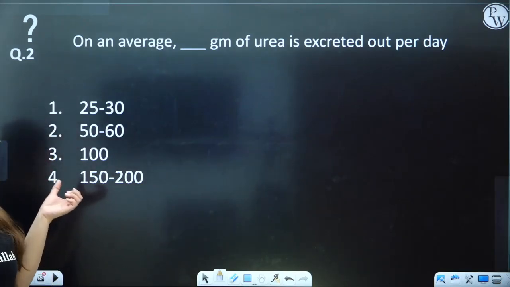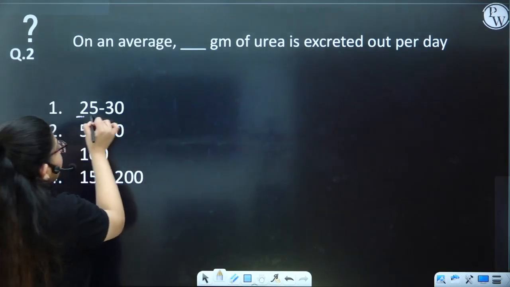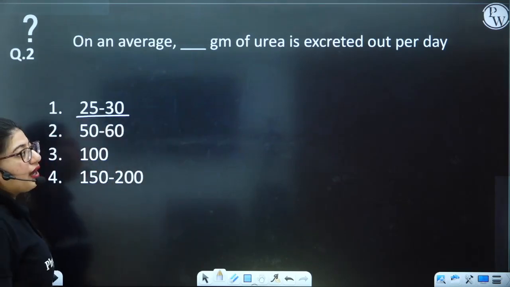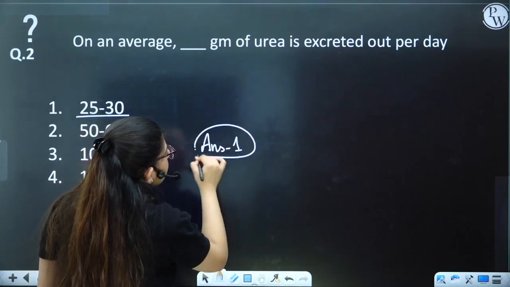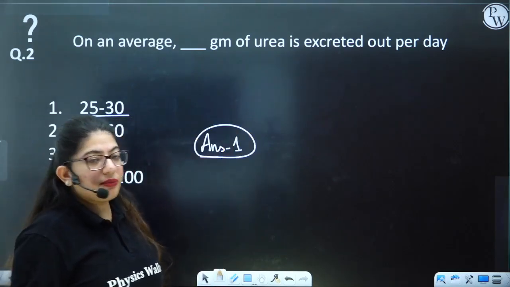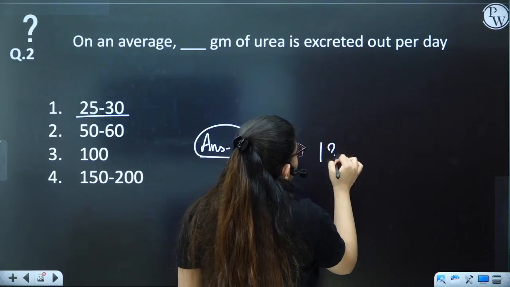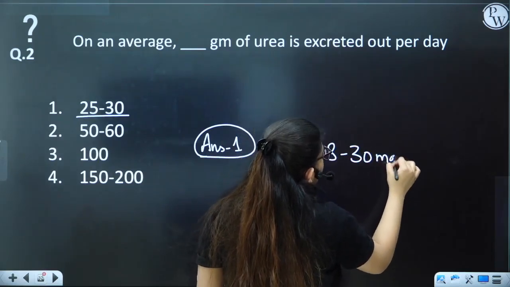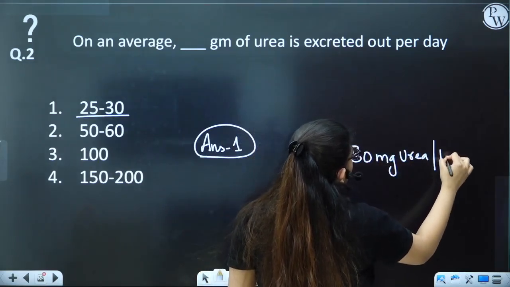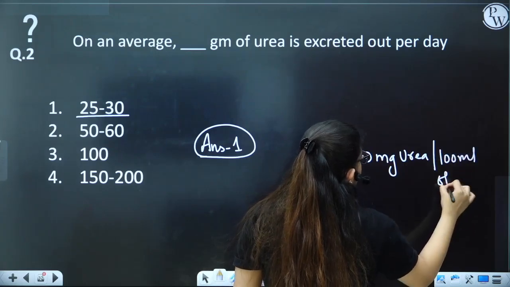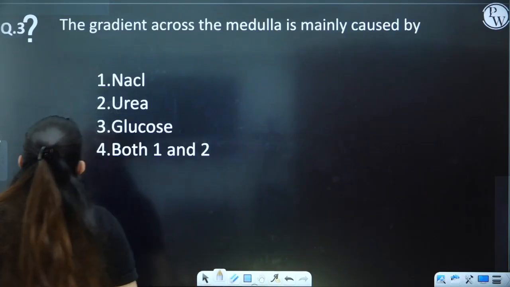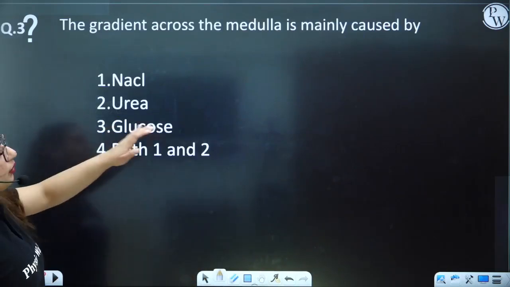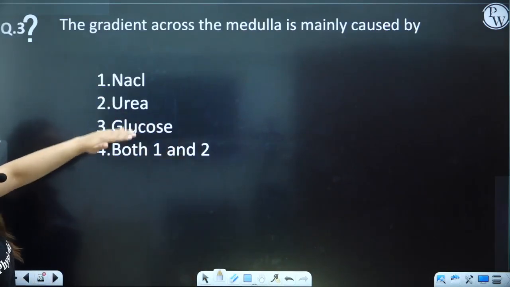What do you think? How much amount of urea is excreted? Around 25 to 30 gram of urea is excreted out per day. And how much urea is present in our blood? In 100 ml of blood, we have around 18 to 30 milligram urea per 100 ml of blood in a normal human. Okay. Next. The gradient across the medulla is mainly caused by NaCl, urea, glucose, both 1 and 2.